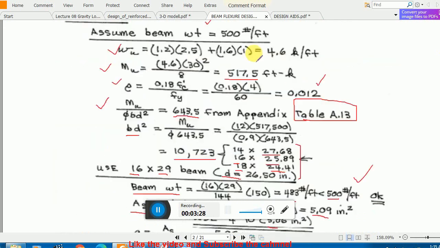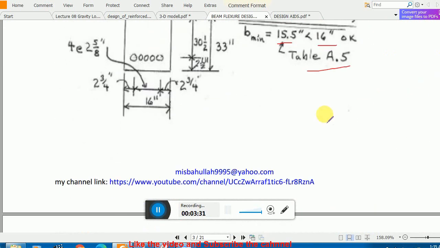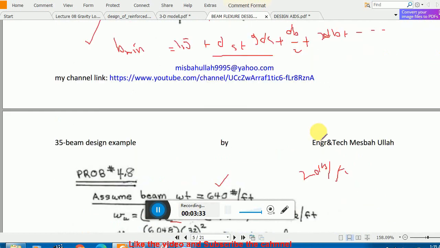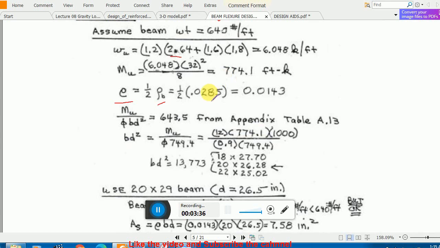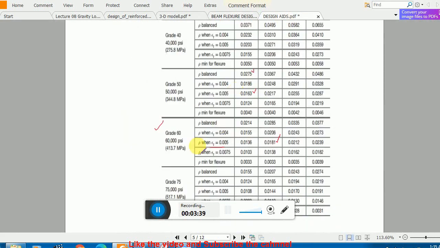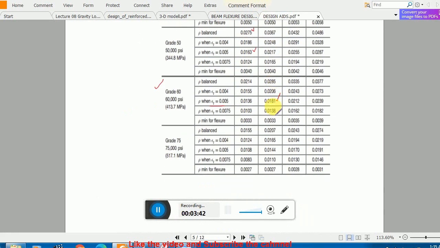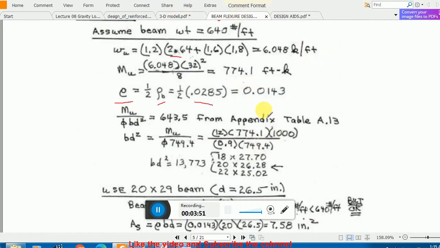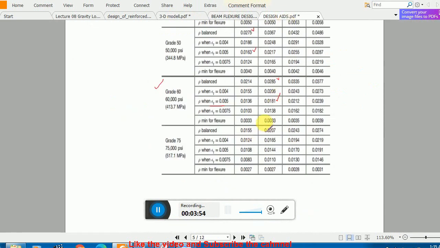60,000, 4,000. Already again we used this in one example as well, but let me check it again. 0.028 from this table. 4,000, this one, and my rho B is basically this one, 0.0285, okay, yes, 0.0285, and the rho max value will be this one, this one will be rho B, and this value, this is the minimum value. Okay, so clear? These values you need to pick.